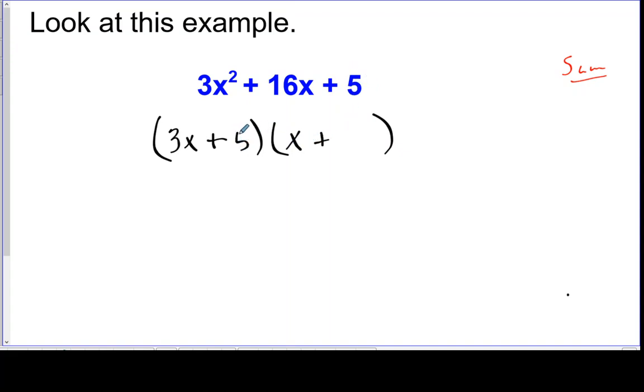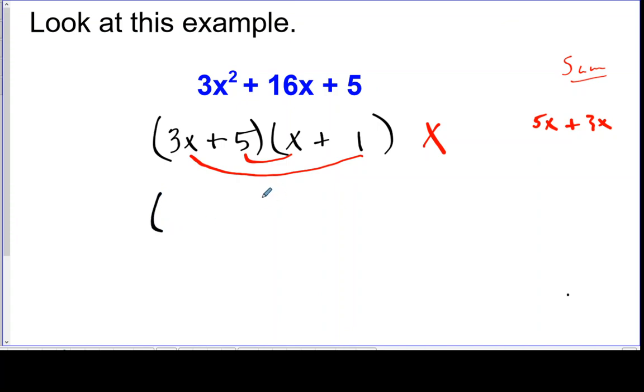What if I put a 5 here and a 1 here? And now, if I look at the 5 times x, we get a 5x. And if you look at 3x times 1, you get 3x. And look at that sum. Does 5x plus 3x give you 16x? No, it doesn't. So we know we need to change it.